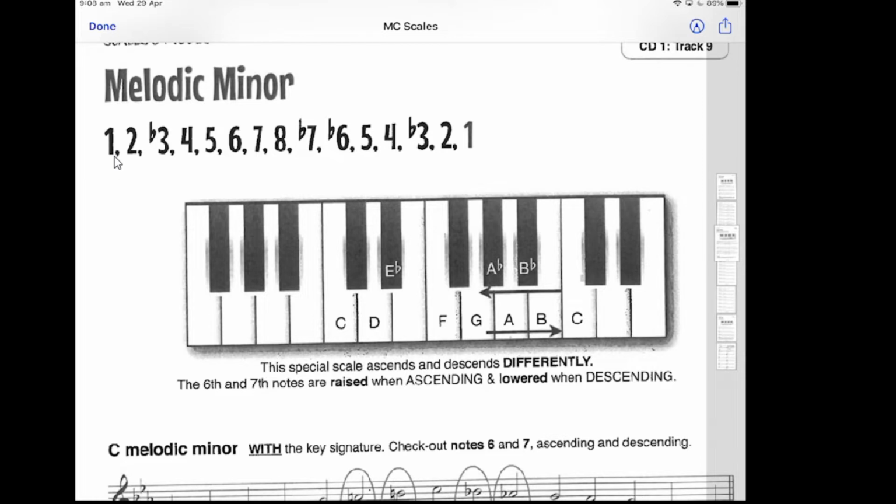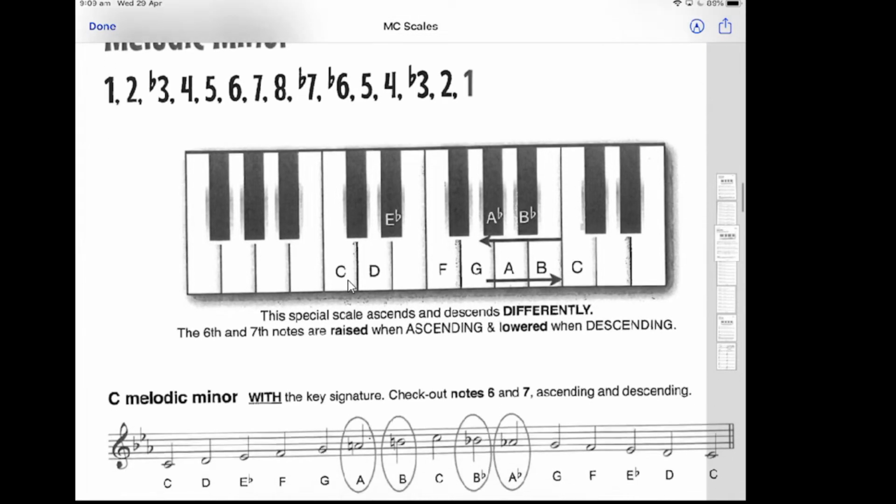So on the way up, if you're starting with a major scale, of course, it's 1, 2, flat 3, 4, 5, 6, 7, 8, and then on the way down, flat 7, flat 6, 5, 4, flat 3, 2, 1. You probably recognise that part of the scale, the second half, as also being the natural minor, the flat 3, 6 and 7 scale. So, to define a melodic minor, it is flat 3 on the way up, and then a natural minor on the way down, flat 3, flat 6, flat 7.